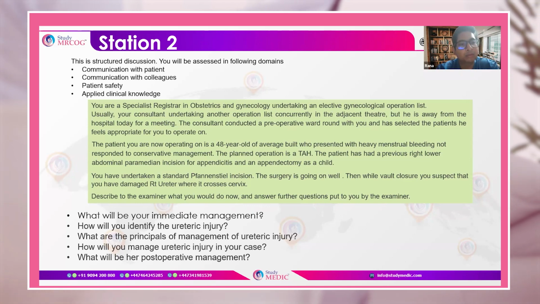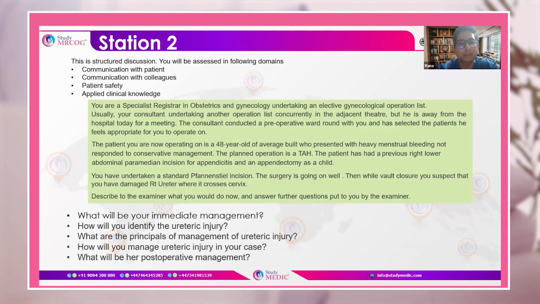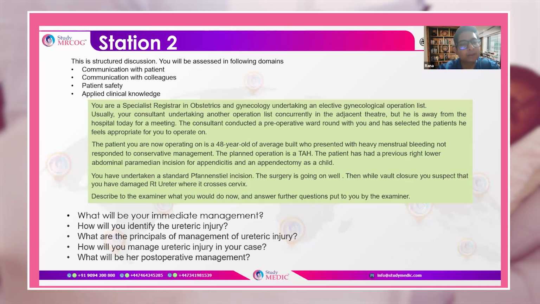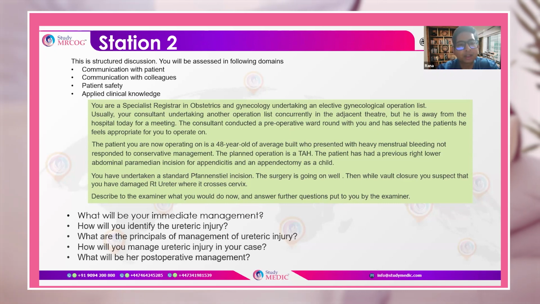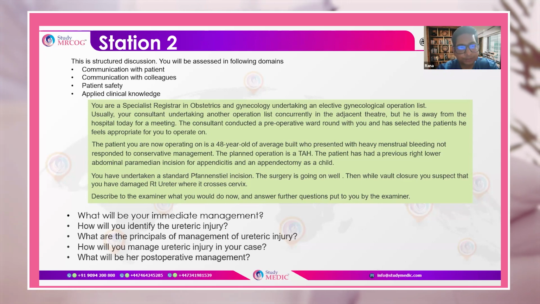Here the domains are four: communication with the patient, communication with the colleague, patient safety, and applied clinical knowledge. So information gathering is not in there. So don't put much effort on information gathering here. Often structured discussions are quite simple and straightforward if you know the things.